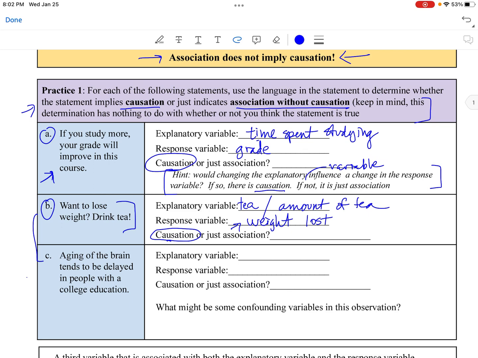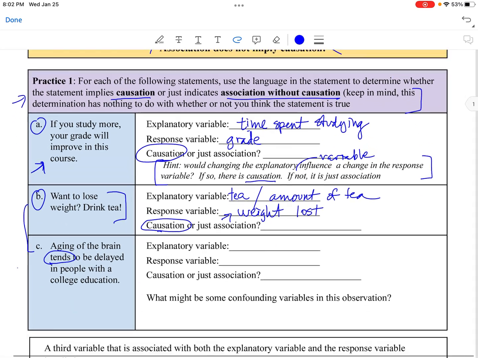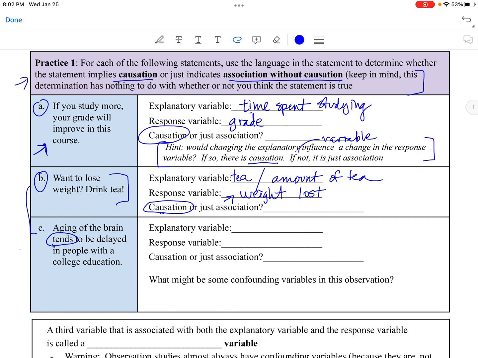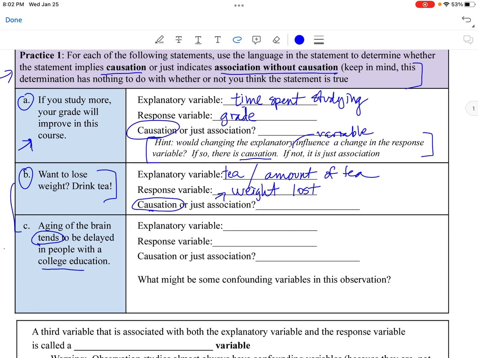Okay, last one. Aging of the brain tends, this is an important word, to be delayed in people with a college education. So there's ways that brains age and lose neural mass and don't make connections as well. And that's why when people get older, they have a harder time with memory. And you can measure how much the brain has aged. But that tends to take longer in people, according to the statement, in people that have had a college education.